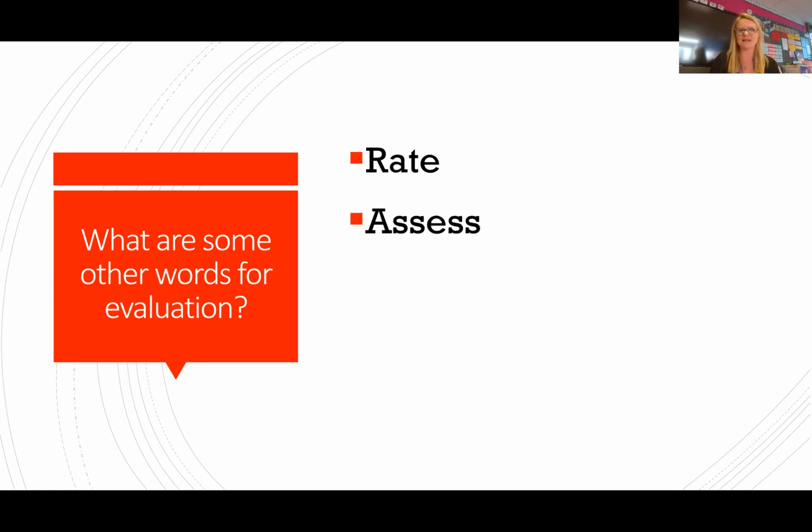Our next word is assess. Assess. So as teachers, we do a lot of assessing you. When you do your Read, Write, Ink assessments, we are seeing how well you've done on your reading, and we're assessing which group you should be in.